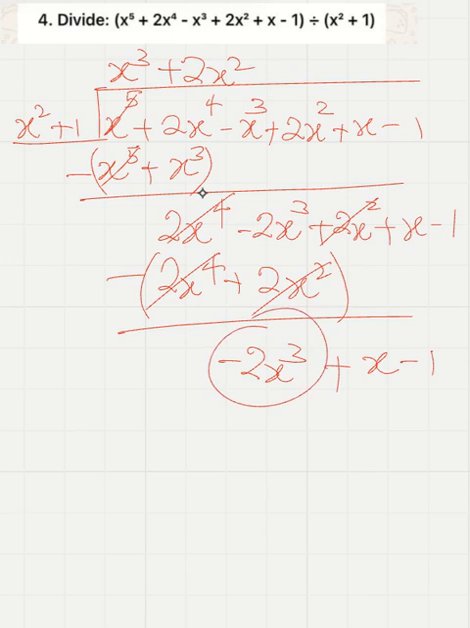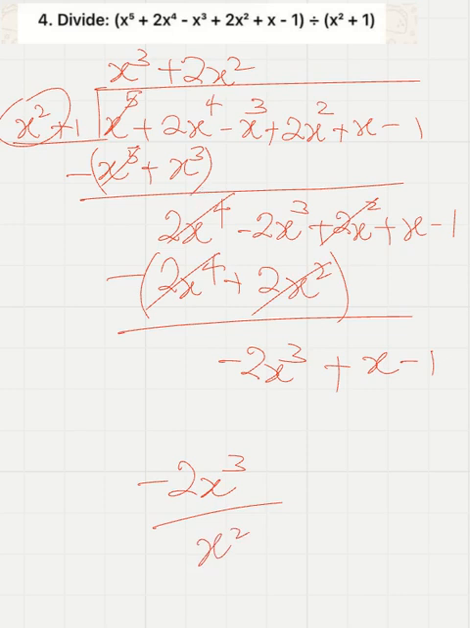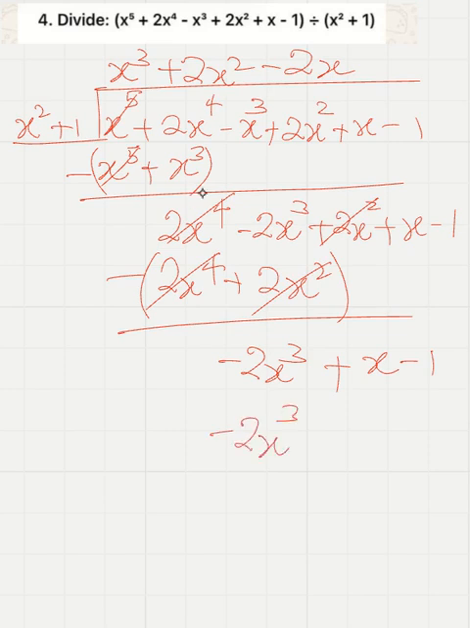With this, we go through the process again. Pick the first term of this new expression, which is minus 2x to the power of 3, divided by the same x squared. When we perform this division, we have minus 2x, because 3 minus 2 is 1, and that will be written up here, minus 2x. Now let's multiply minus 2x by the entire expression. Minus 2x times x squared will give minus 2x to the power of 3, and minus 2x times plus 1 is minus 2x. Again, we subtract.